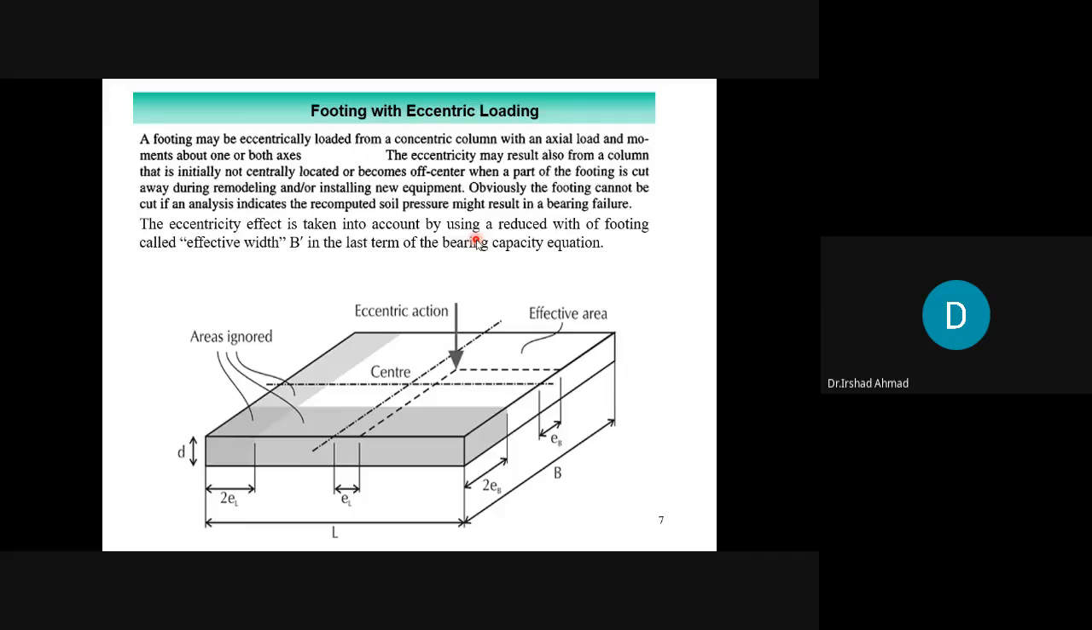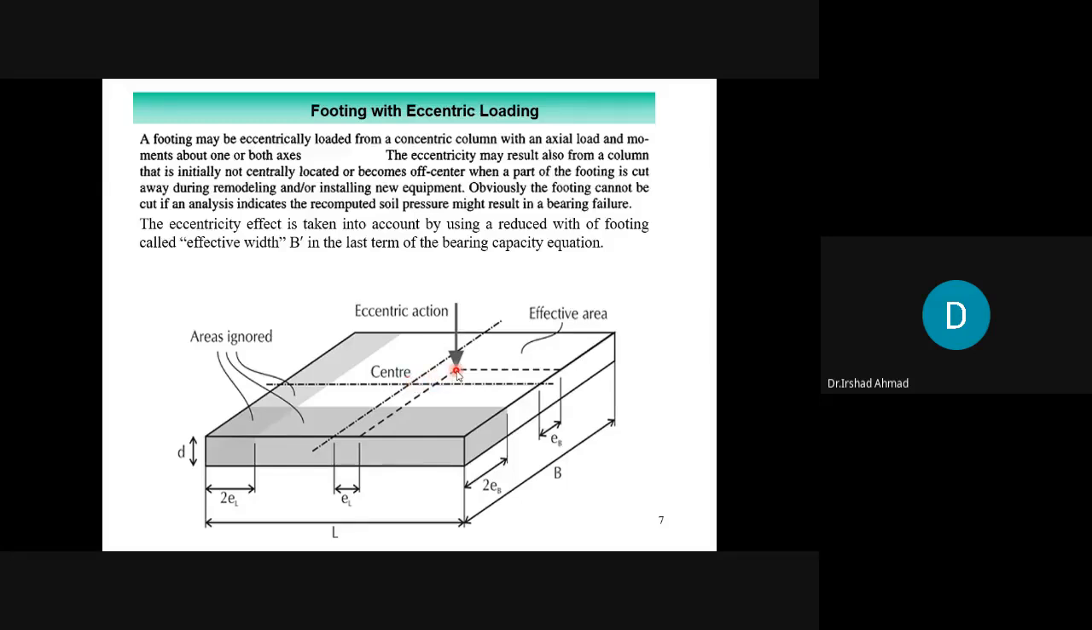This is the footing. This is the length of the footing, and this is the breadth of the footing. This is the center of the footing. And this is the load. You can see this load is not applied at the center, rather it is off-centric, it is eccentric.